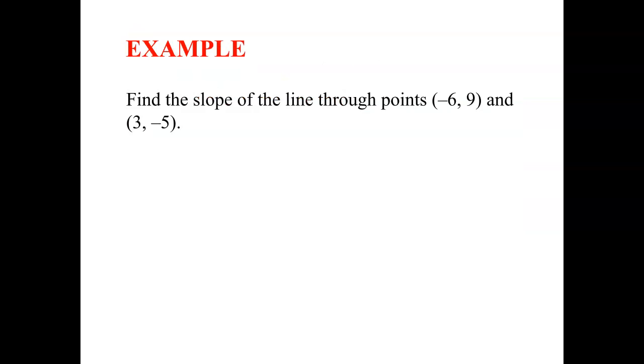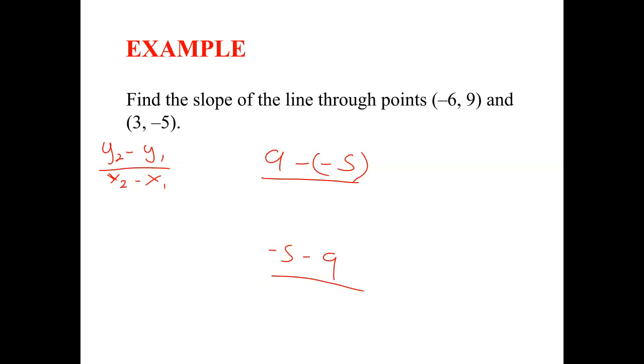So we're given 2 points. We want to find the slope. We need to use our slope formula: y2 minus y1 over x2 minus x1. Okay? What are the y values of my ordered pairs? 9 and negative 5. Okay? You could do 9 minus negative 5, or you could do negative 5 minus 9. Either way, it doesn't matter.